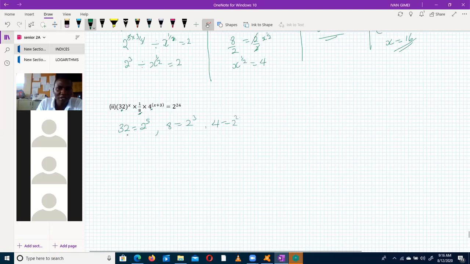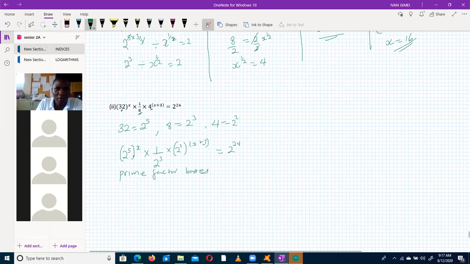So we substitute in. This will be 2 to the power 5 into x times 1 out of 2 to the power of 3 times 2 to the power of 2 into the other power, which is x plus 3, equals to 2 to the power 24. You don't prime factorize 24 because it's an index. You prime factorize bases, but not powers.